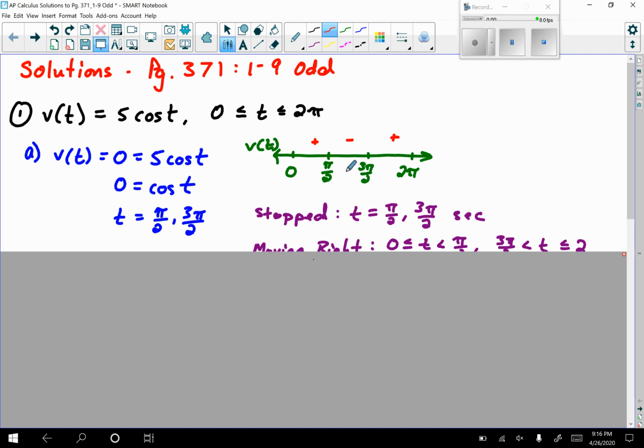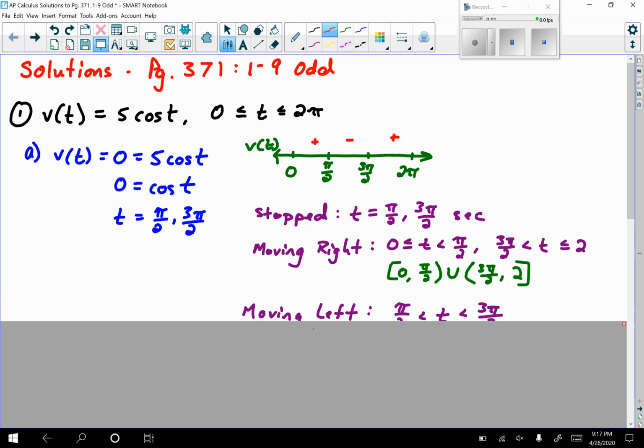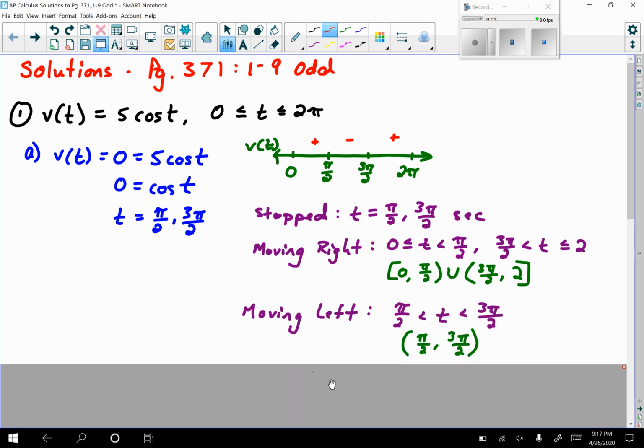So then I went ahead and made a velocity number line, plotted the two critical numbers as well as the endpoint. So we know cosine is positive in the first quadrant, so between 0 and pi over 2, and then in the fourth quadrant as well, so between 3 pi over 2 and 2 pi. And then from pi over 2 to 3 pi over 2, those are quadrants 2 and 3, so cosine is negative.